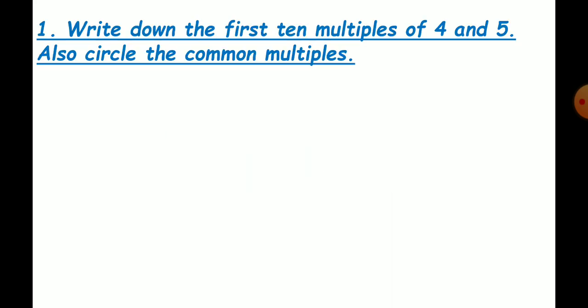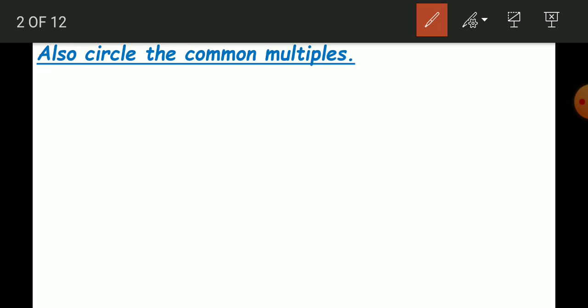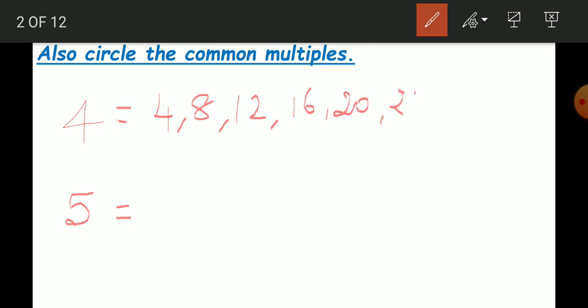Write down the first 10 multiples of 4 and 5. Also circle the common multiples. First let us write the multiples of 4. Next let us write the multiples of 5. Multiples of 4: 4 ones are 4, 4 twos are 8, 4 threes are 12, 4 fours are 16, 4 fives are 20, 4 sixes are 24, 4 sevens are 28, 4 eights are 32, 4 nines are 36 and 4 tens are 40. So the first 10 multiples we have written.